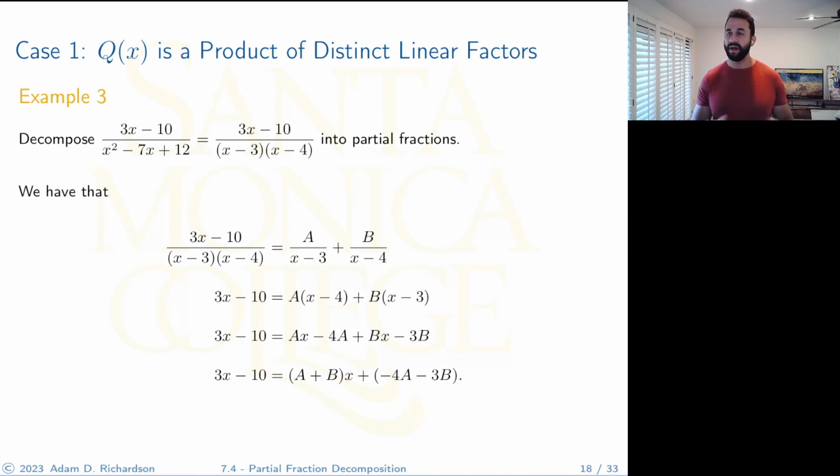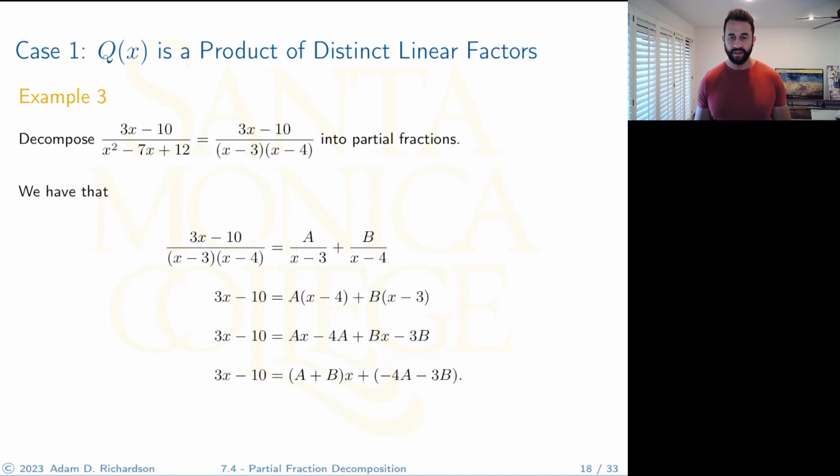Now we're going to combine like terms and then factor out the common factors. So ax and bx are like terms, so we can factor x out, and we get a plus b times x. Negative 4a and negative 3b, those are the constant terms, so we're just going to group them over here.